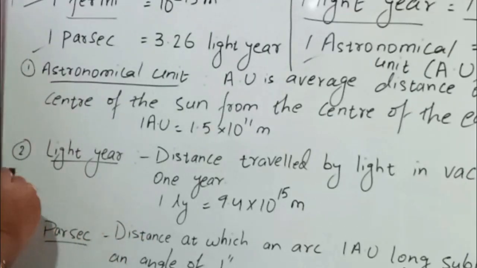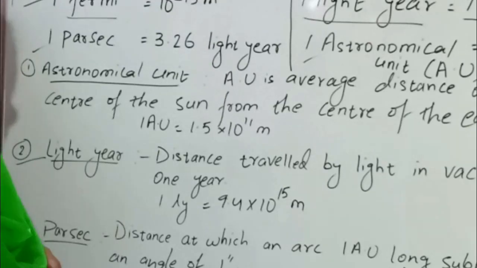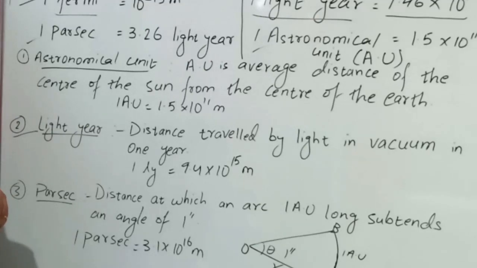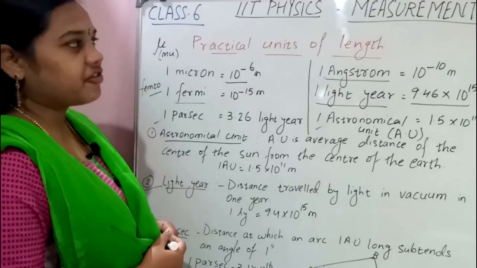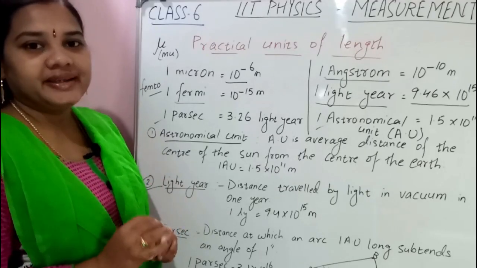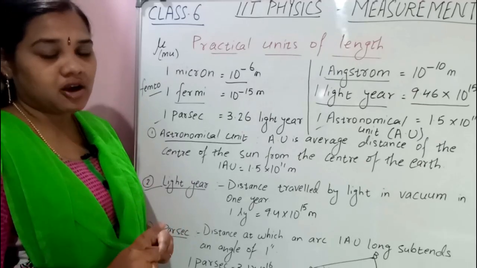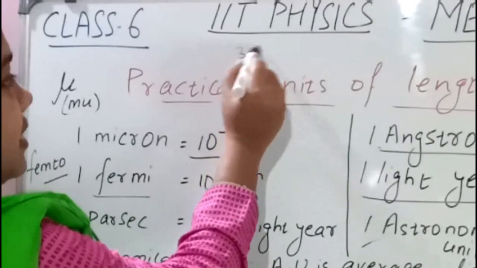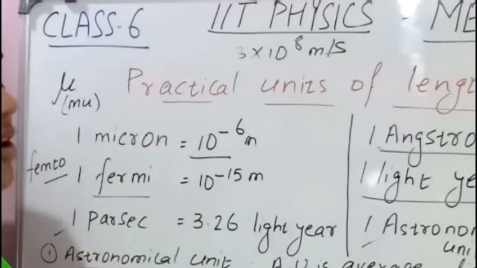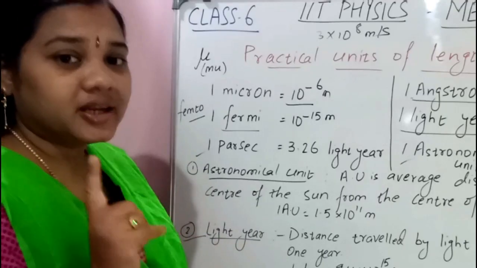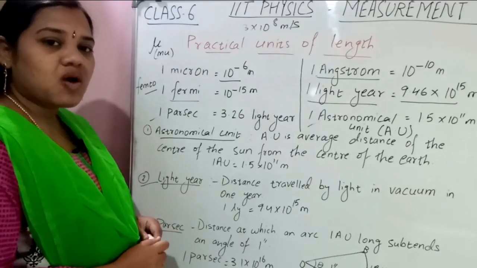What is light year? Light year is the distance traveled by light in 1 year in a vacuum. We know light travels with the highest speed. What is the speed of light? 3 into 10 to the power 8 meter per second. In 1 second, light travels 3 into 10 power 8 meter. That much high speed. So how much distance is traveled by light in 1 year in vacuum? That is 1 light year.